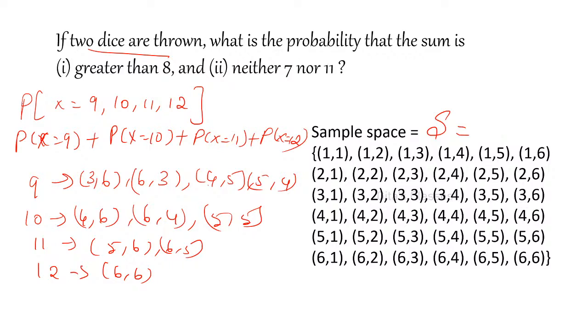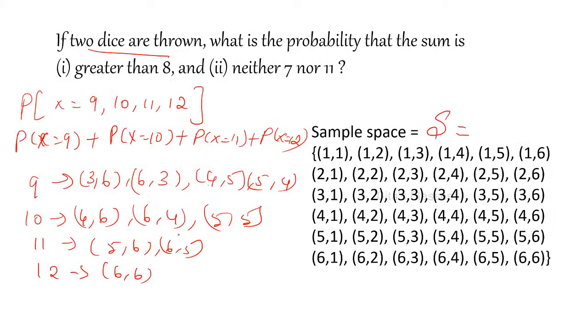Divya, correct ma? Very good. Others? So 10 by 36 or 5 by 18 is correct. Next one, neither 7 nor 11. So what you have to do is find out 7 or 11, then subtract from 1.